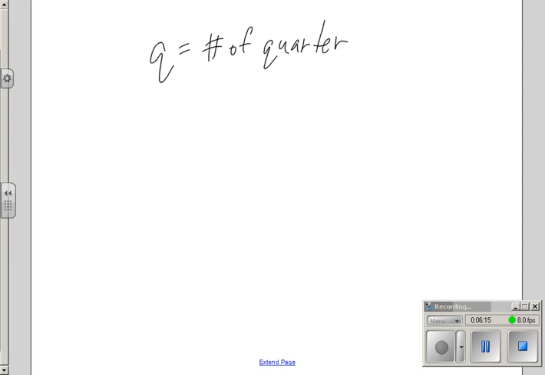Number of quarters. And it says, in a jar there are 20 more nickels than quarters. So if Q equals the number of quarters, then Q, the number of quarters, plus 20 will equal the number of nickels. Right? The number of nickels. And the value of the nickels equals the value of the quarters.